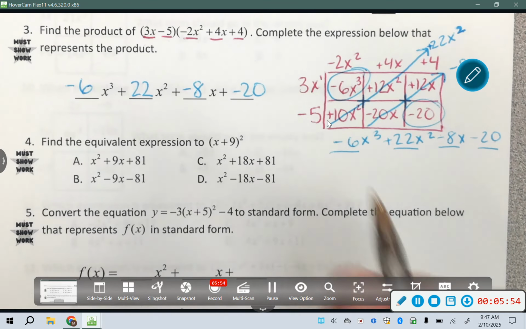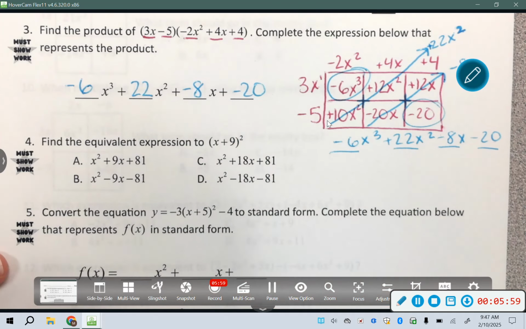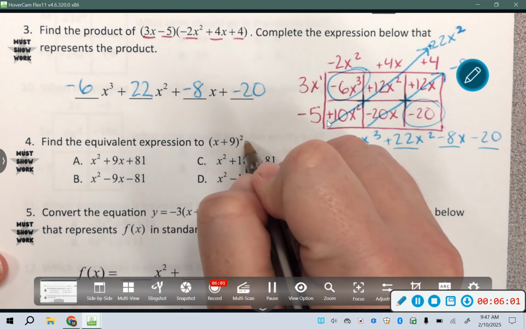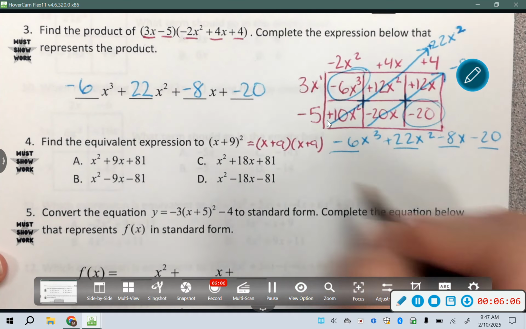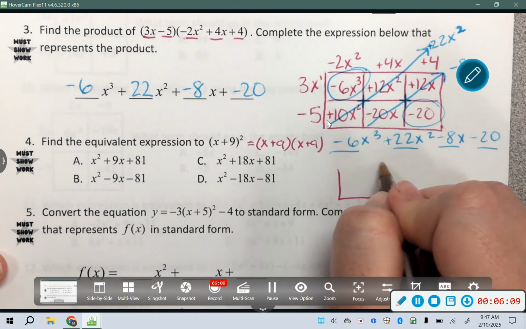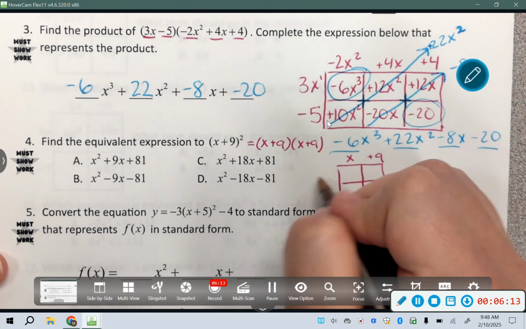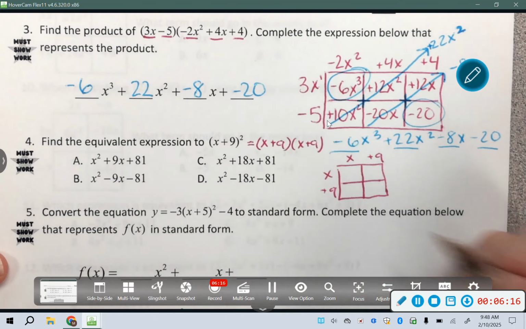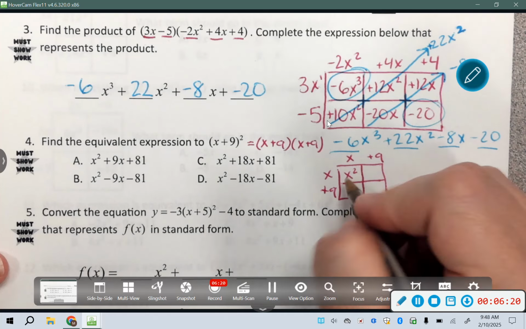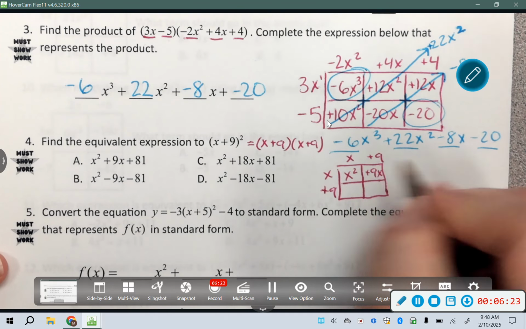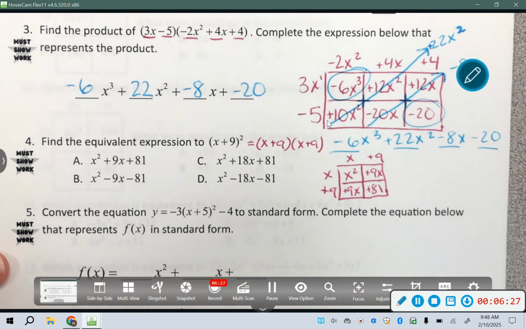Okay, looking at number 4, we have x plus 9 squared. You cannot just distribute the squared in. X plus 9 squared means x plus 9 times x plus 9. So I have to draw a box, and I have to multiply x plus 9 times x plus 9. Well, x times x is x squared, x times 9 is 9x, x times 9 is 9x, and 9 times 9 is positive 81.